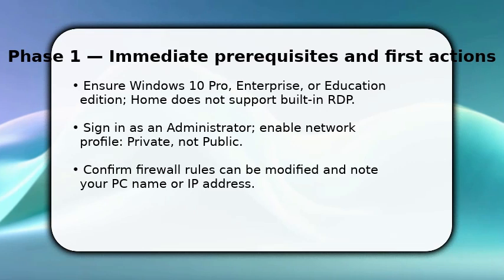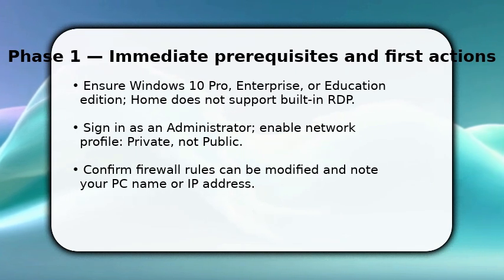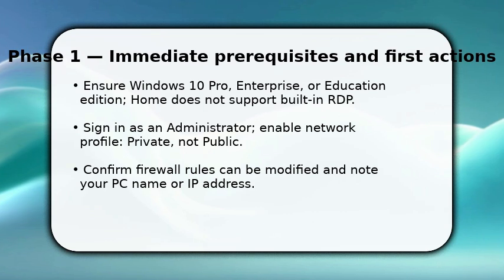You need the right edition and admin rights. Once confirmed, start now. Open Settings, right arrow System, right arrow Remote Desktop. This is the single built-in path. Turn on Remote Desktop using the toggle and accept the prompt. This registers the service and opens required firewall rules.